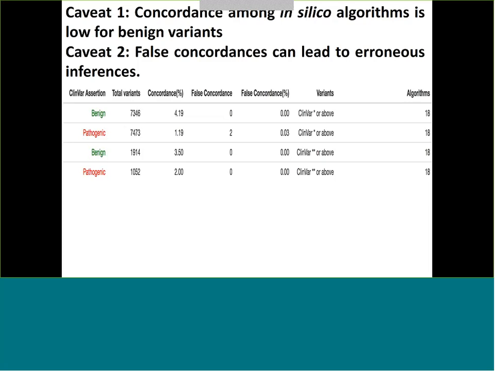So it's not much. Errors in ClinGen classification may not be the main driver for this low level of concordance among a large number of algorithms. And there is this false concordance which I just mentioned, where all the 18 algorithms have said a variant is pathogenic, but ClinGen has called it benign. There are several other examples like this. I'll show you only a few in the next slide.